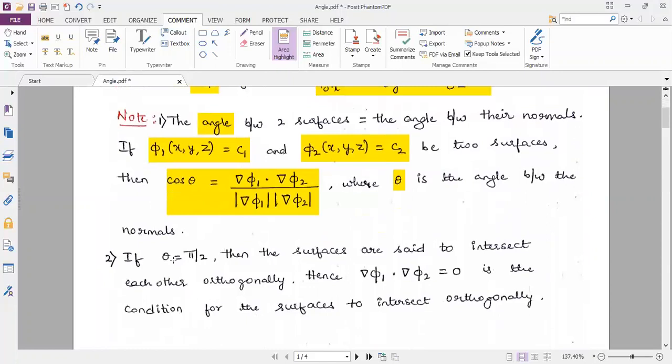Also, note that if theta is equal to pi by 2, then the surfaces are said to intersect each other orthogonally. Hence, grad phi1 dot grad phi2 is equal to 0 is the condition for the surfaces to intersect orthogonally.